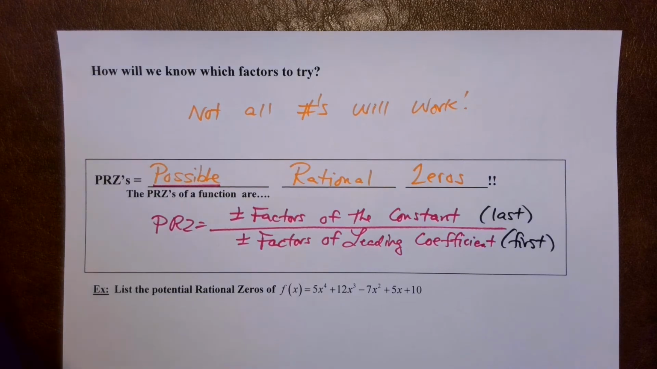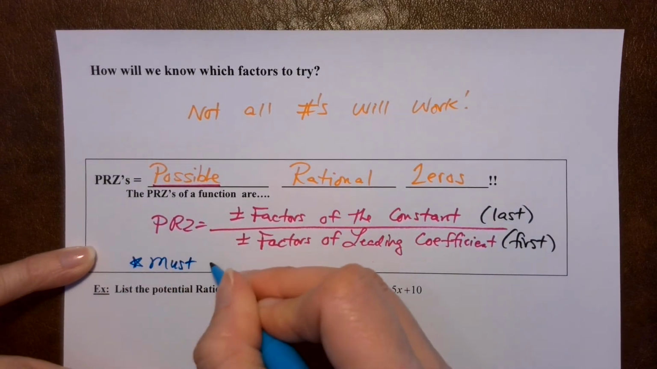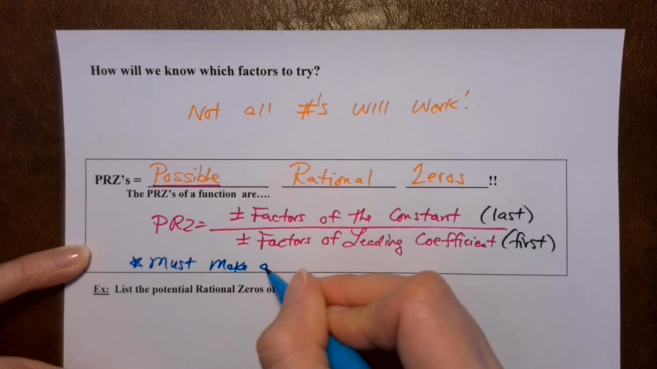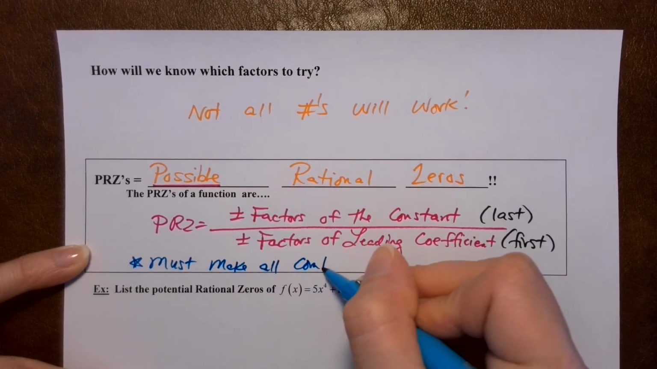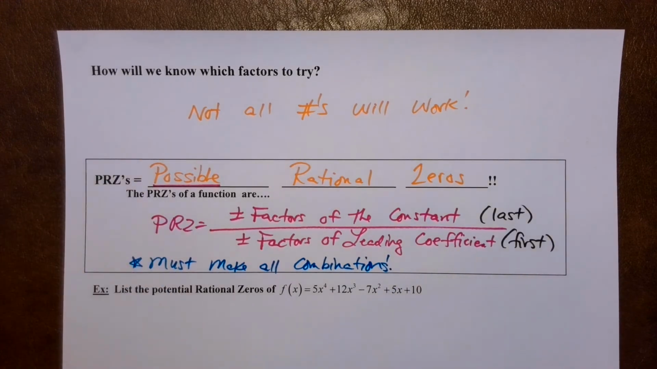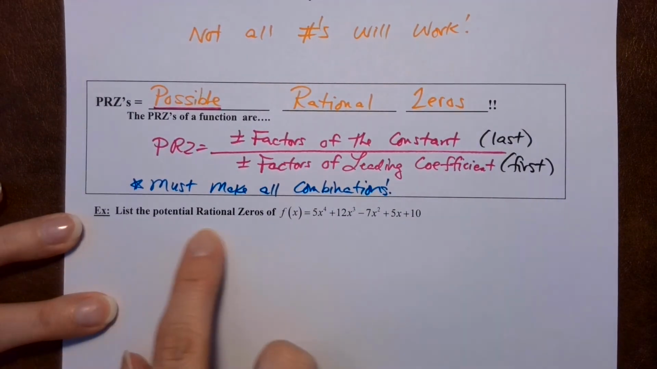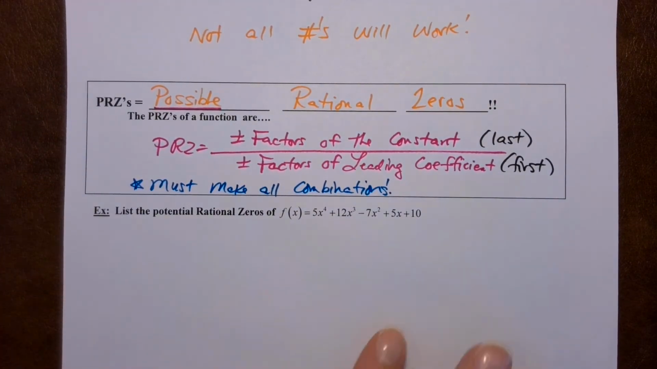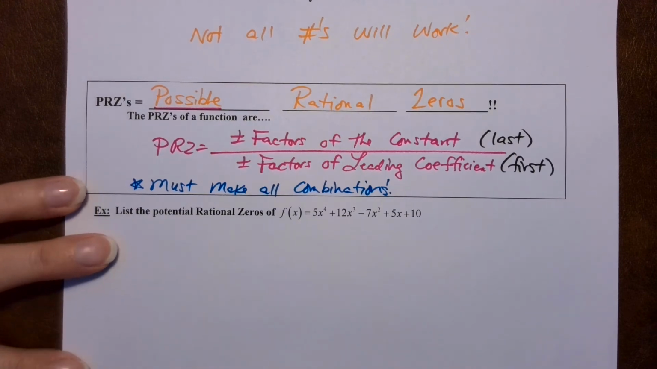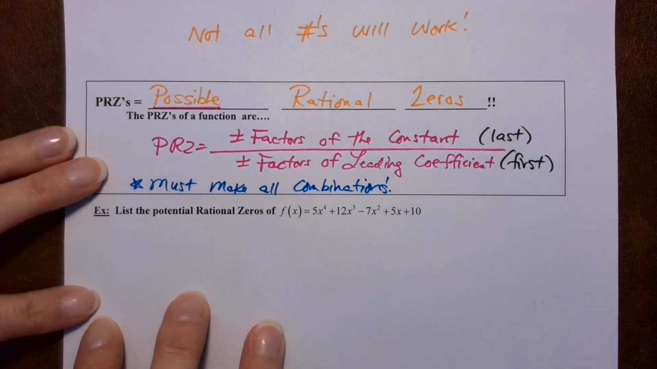And then here comes the important thing: you must make all combinations. What? All the possible combinations? Here's an example, and I'm going to show you how to make a list. This is a list of numbers that might work. So when I say, try to get this factored, and you ask what number you should try, we're going to pick them off of this list.